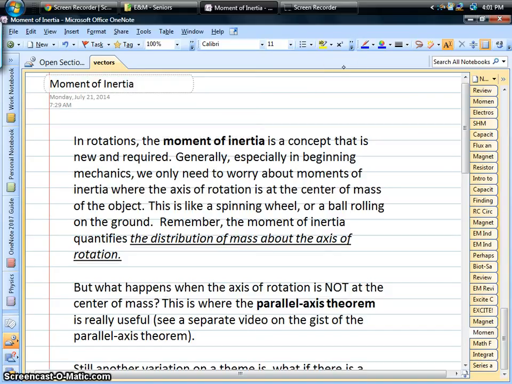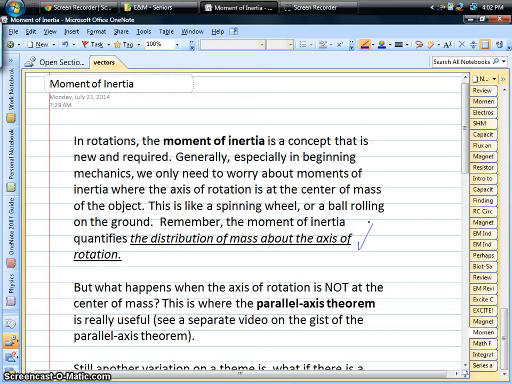Okay, we're back and we're doing some rotations, and this is a little more advanced. This is the moment of inertia of objects, which by itself is something that we should know when it comes to rotations. It's one of the essentials. It's new specifically for rotations. It talks about the distribution of mass around an axis of rotation.